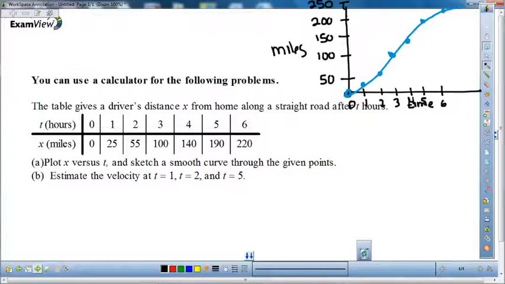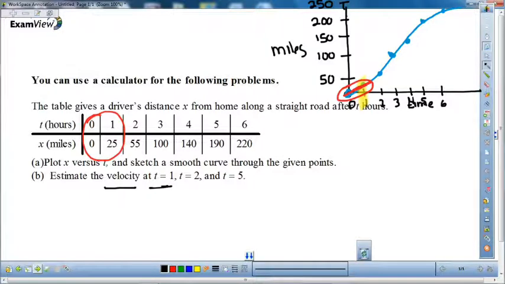So part B asks us to find or estimate the velocity when t is equal to 1. Remember, the velocity is the same as the slope of the tangent line. So since we're estimating, we're going to estimate the slope of the secant line. So we're going to go from here to there. So we're going to use the points (0, 0) and (1, 25).